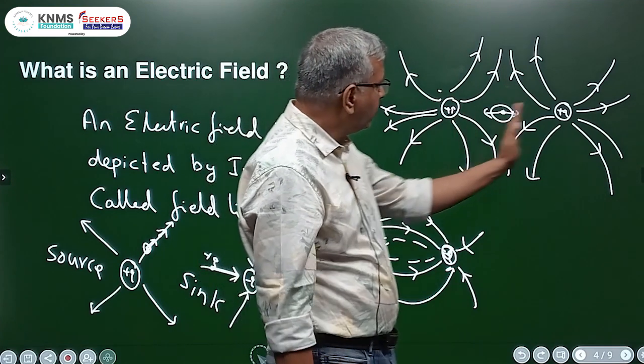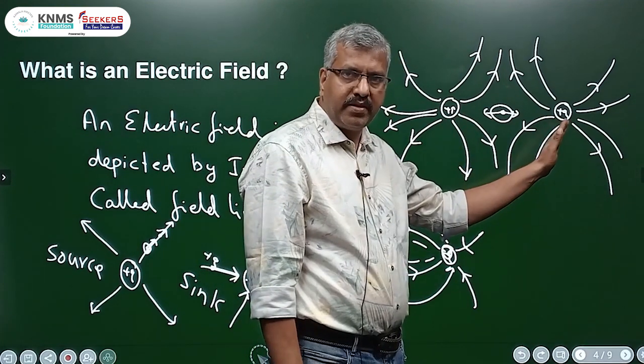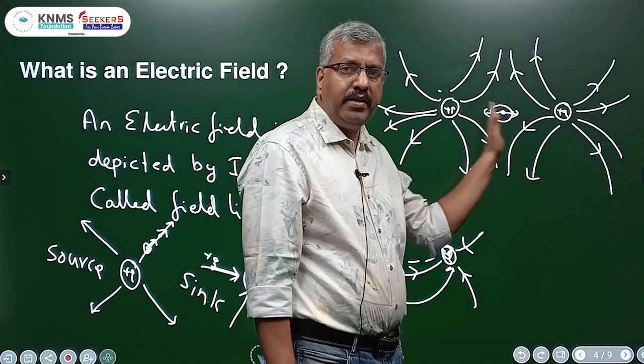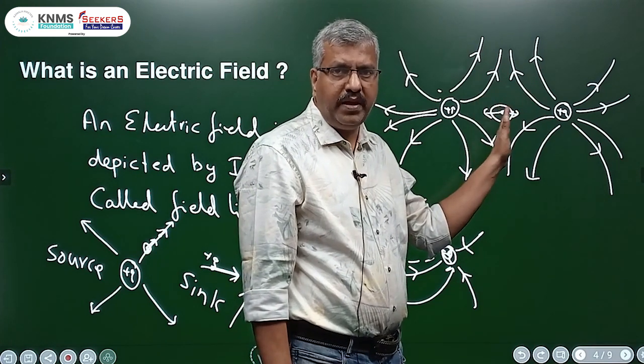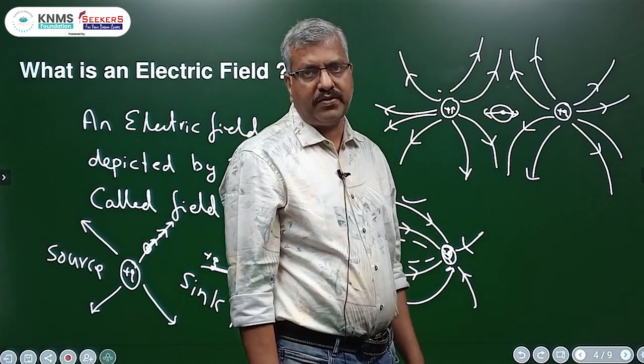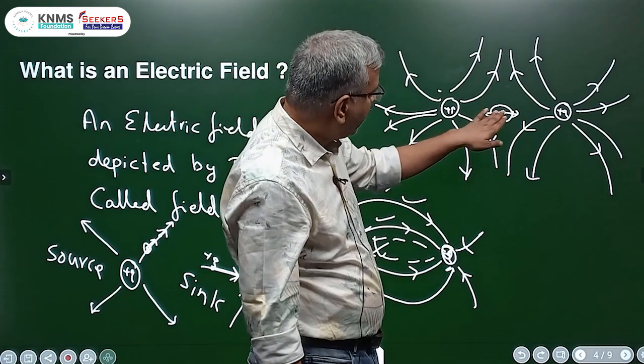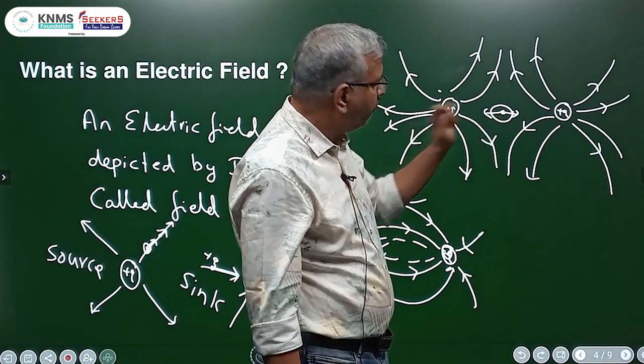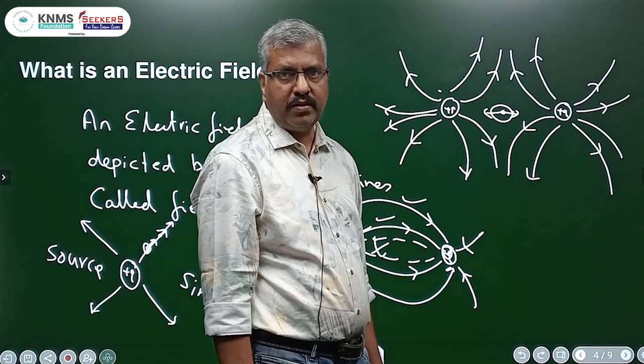So if you have two like charges separated by a distance, there will be some point in between them where the net force will be 0. If the net force is 0, there will not be any field lines passing through that point. So I have drawn my field line such that no field line is passing through this point.